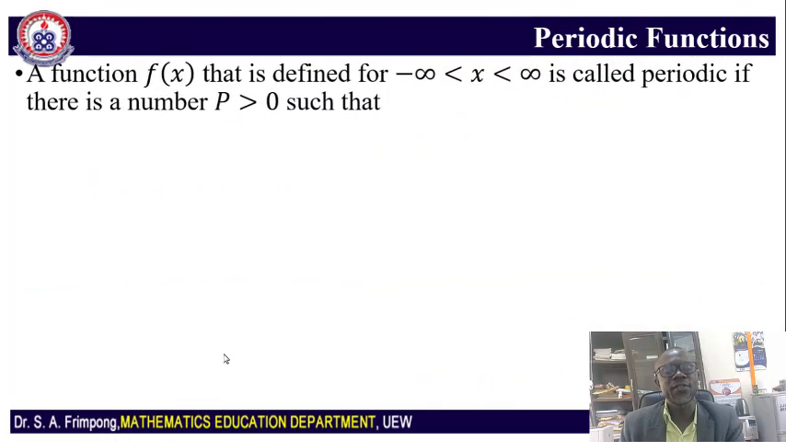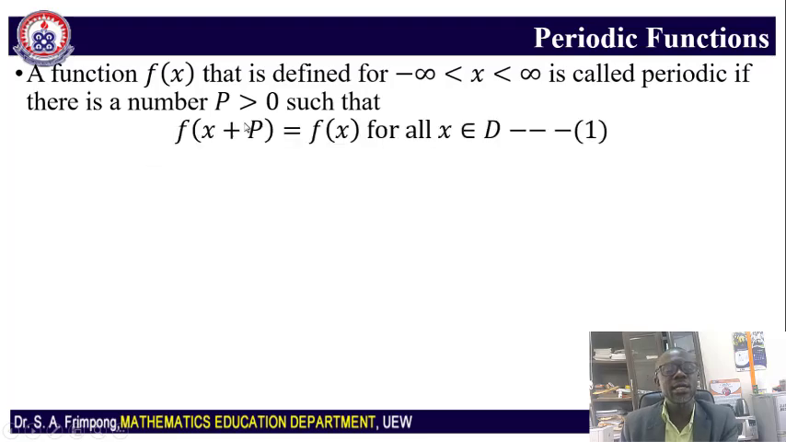A function f of x defined for the interval negative infinity to positive infinity is called periodic if there is a certain number p greater than 0 such that f of x plus p is always equal to f of x for all x in the domain. So no matter the value of x, when you add p to x, it will still give you the same thing.